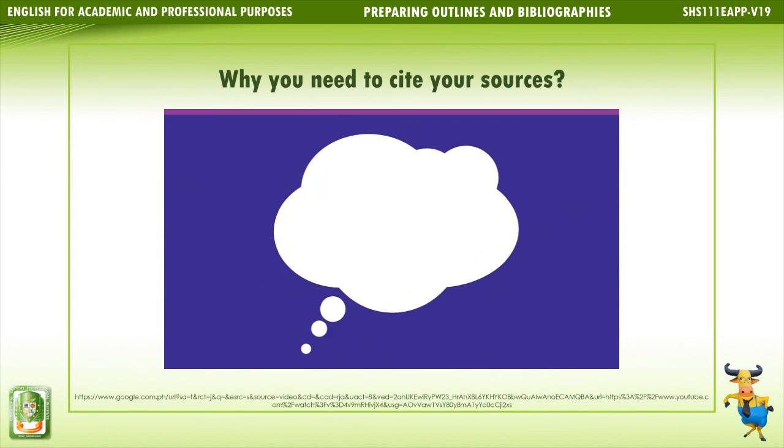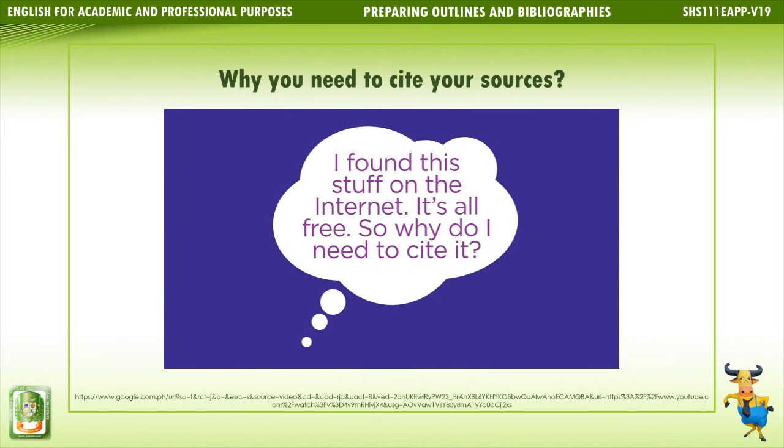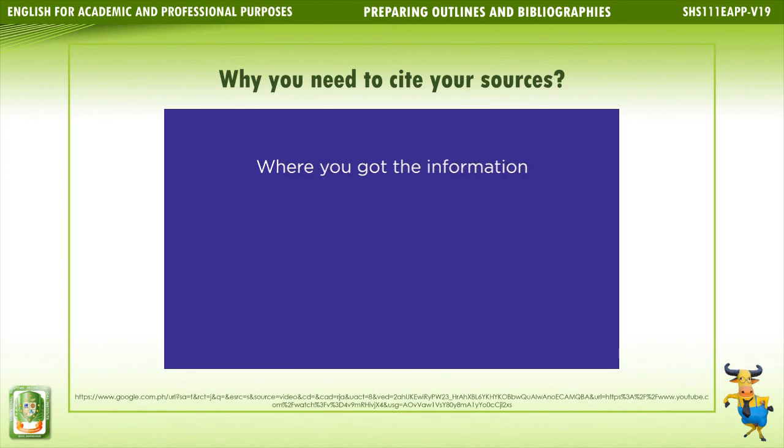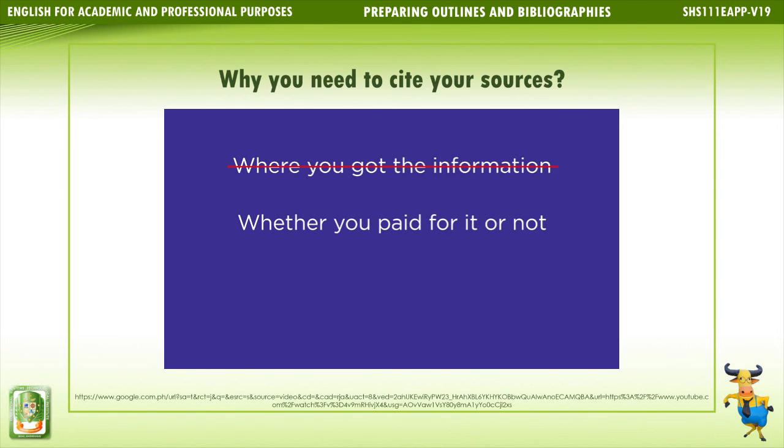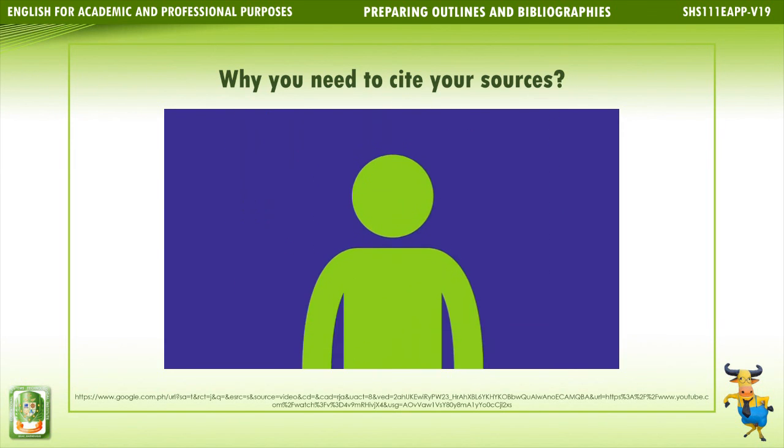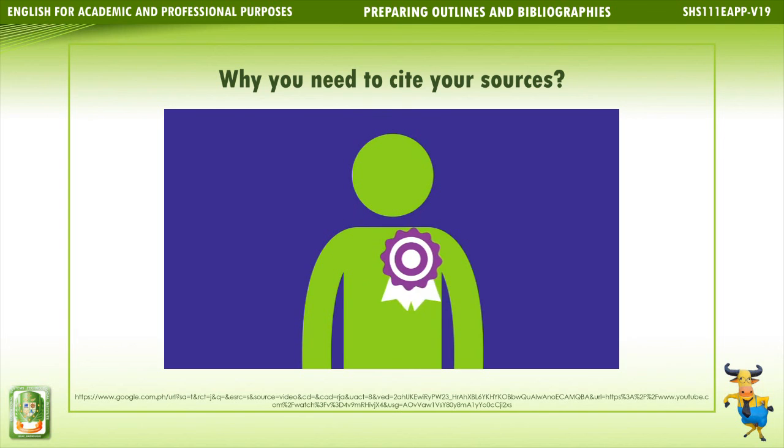You may be thinking, I found this stuff on the internet. It's all free, so why do I need to cite it? Remember, it does not matter where you got the information. It does not matter if you paid for it or not. You always have to document where you got it. If someone used your work, you'd want to get credit for it too.